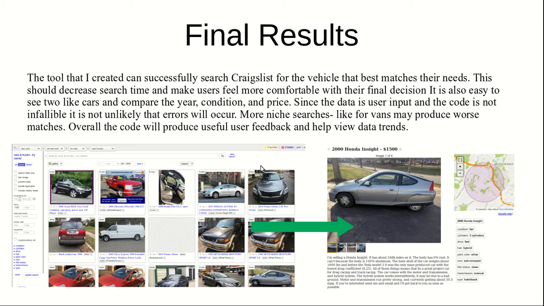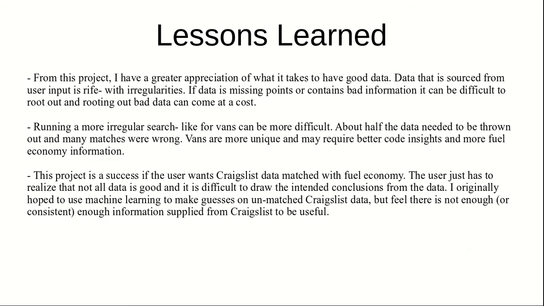Since the users are behind the input in Craigslist, the code is not infallible and there are errors, especially when I was doing more niche searches like looking for vans. A lot of times the vans weren't in the fuel economy dataset and it would match on something incorrect. So the results do need to be taken with a grain of salt, but they are good for providing user feedback and data trends.